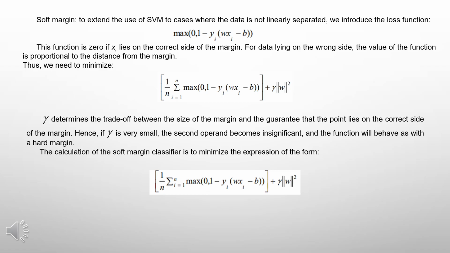Gamma determines the trade-off between the size of the margin and the guarantee that the point lies on the correct side of the margin. Hence, if gamma is very small, the second operand becomes insignificant, and the function will behave like a hard margin. The calculation of the soft margin classifier is to minimize the expression of the form.